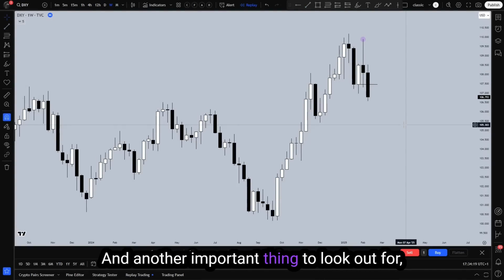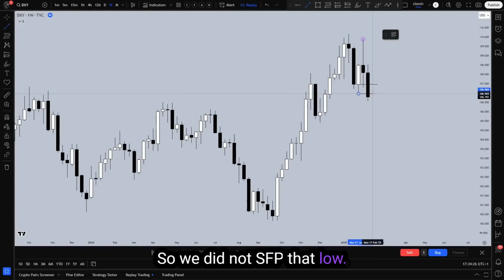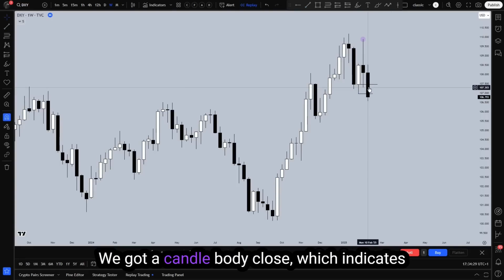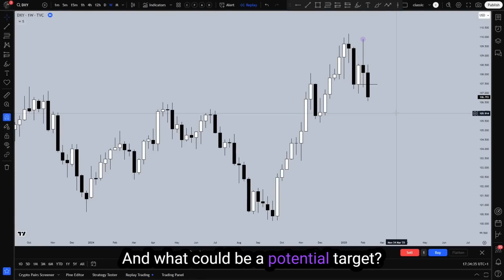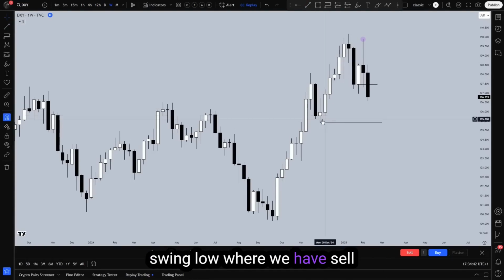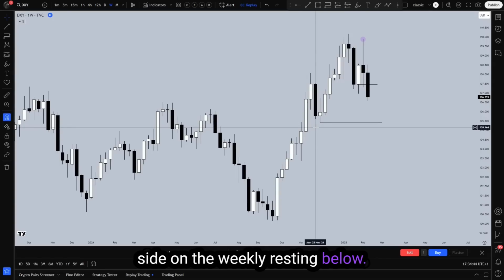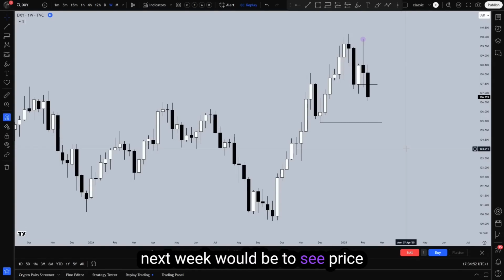Another important thing to look out for, we also closed below this bullish swing low. So we did not SFP that low, we got a candle body close, which indicates that price wants to continue going lower. And what could be a potential target? Then we have this weekly weak swing low, where we have sell side on the weekly resting below. So the expectation for next week would be to see price continuing being bearish, and we would expect a weekly bearish bias.